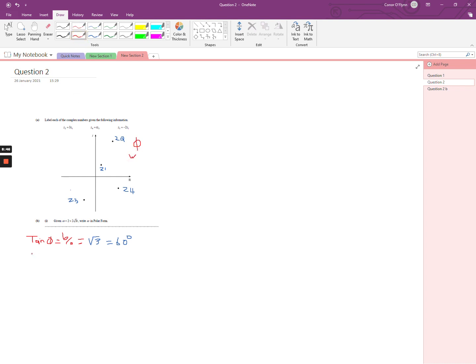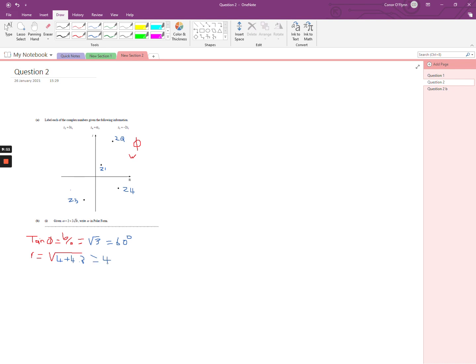Now I need to get the radius. That'll equal the square root of a squared plus b squared. 2 squared is 4, 2 squared is 4 again, and 3 squared... the square root of 16. So that'll be 4.